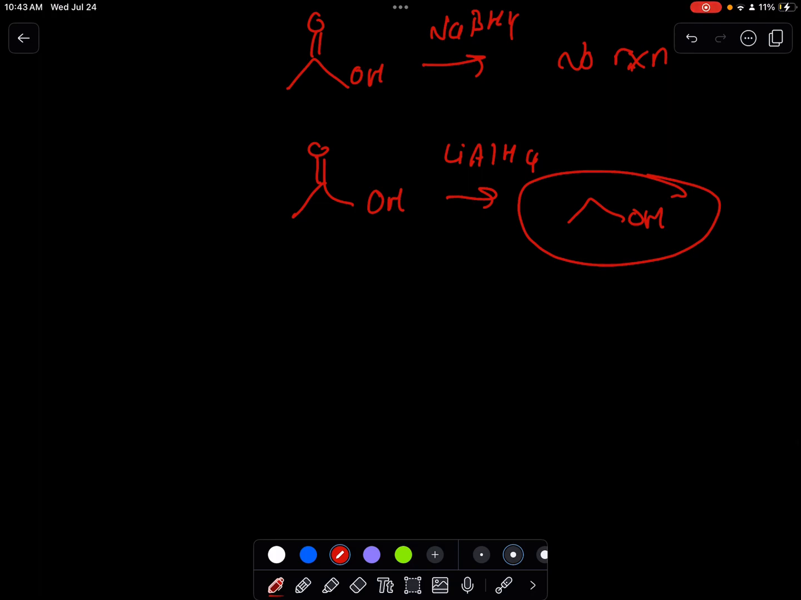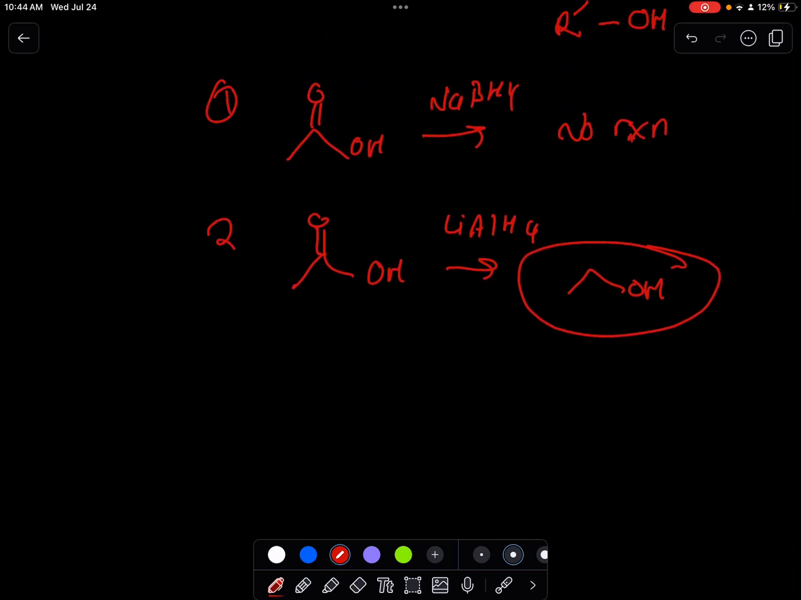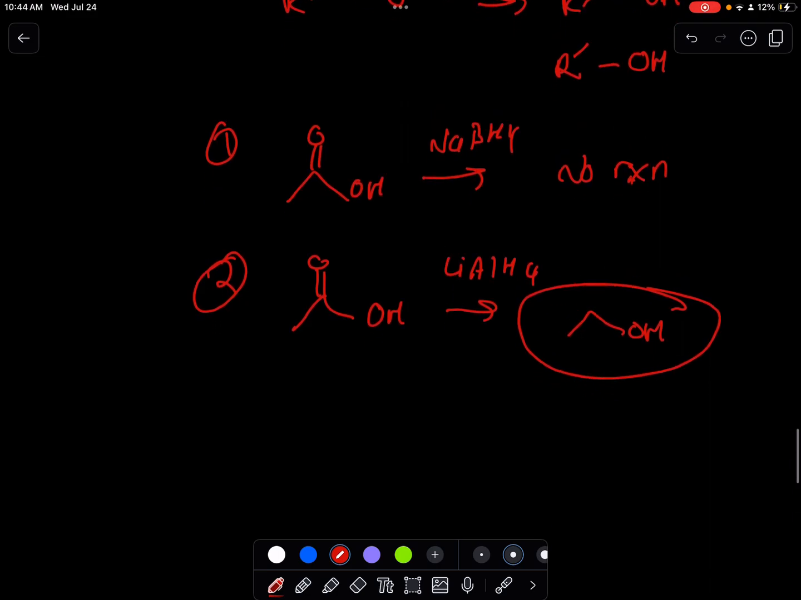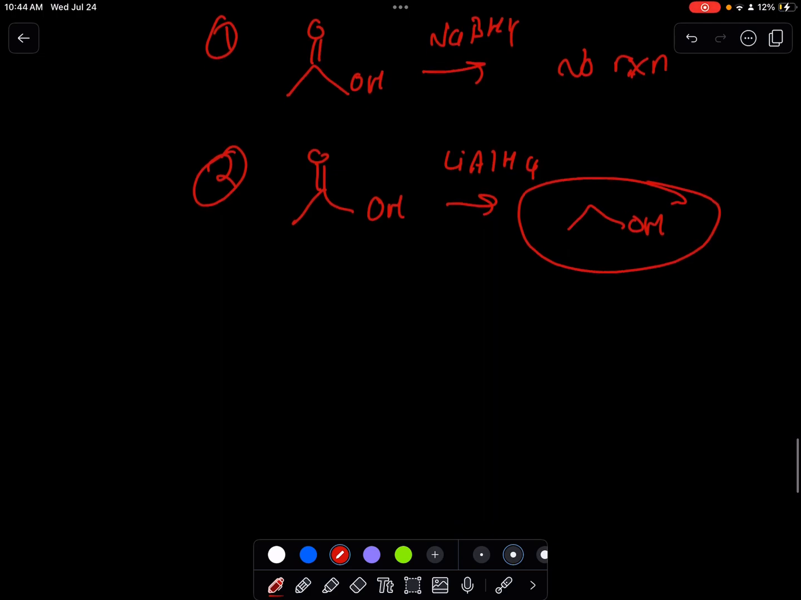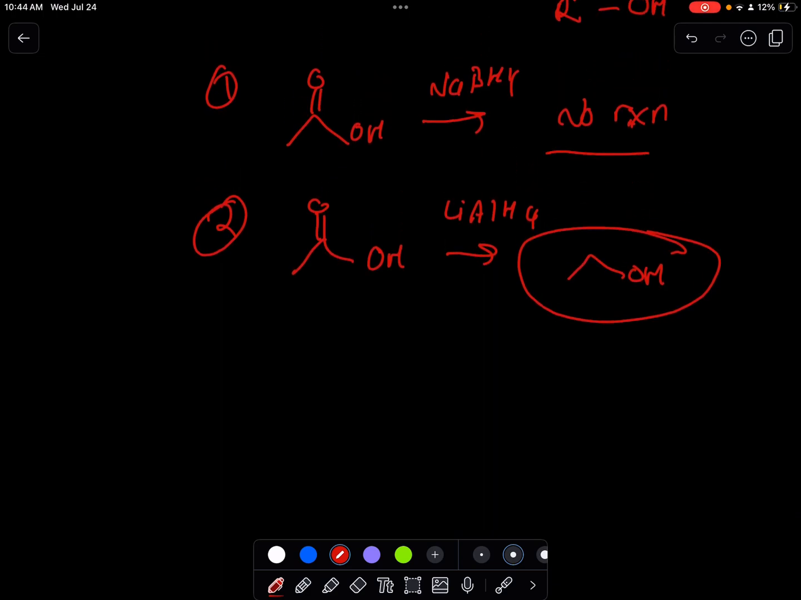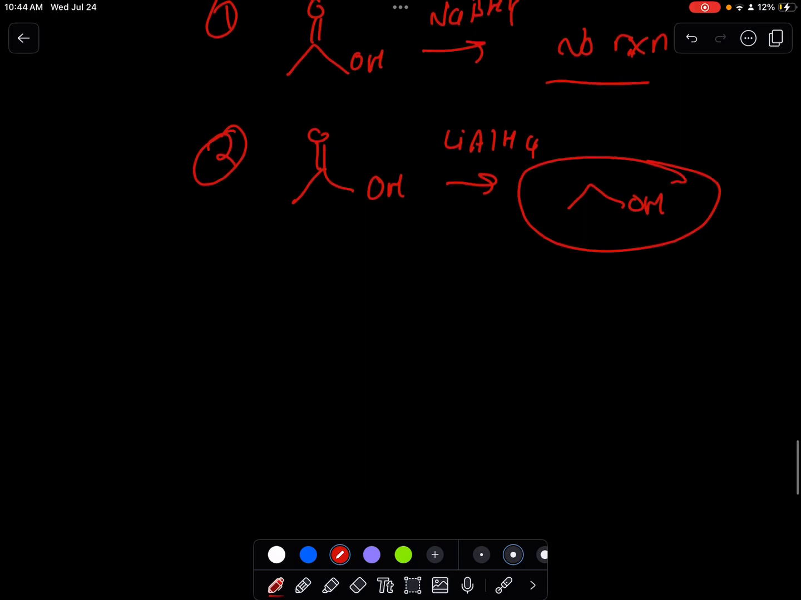Sorry, just one product. The other reagent that I was thinking about was DIBAL with an ester, so I flipped the two. But these are our reactions with carboxylic acids. No reaction with sodium borohydride, and we get a reaction with lithium aluminum hydride.